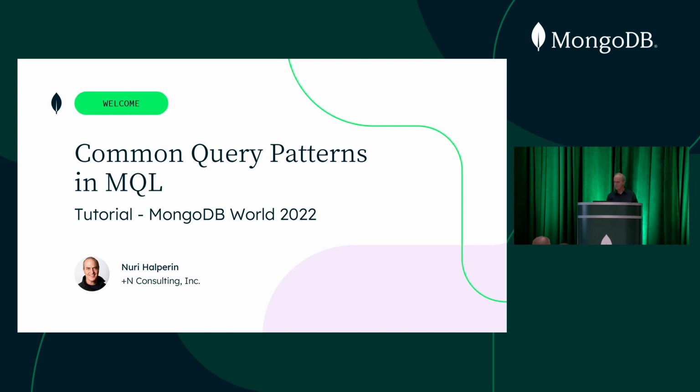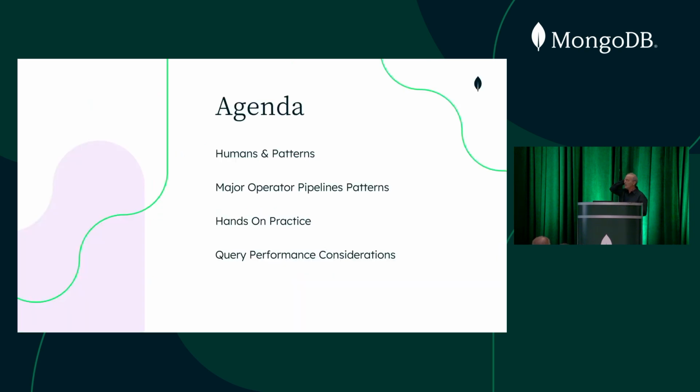The agenda is going to include a little talk about humans and patterns and why it's important to make that distinction of patterns. But we're going to concentrate heavily on MQL and major operators in MQL, how they are arranged, and get some hands-on practice. So it does include labs, and when we get to the point, I'll point you to where and how we set this up. And we're also going to talk, time permitting, about query performance considerations when you're building your queries.